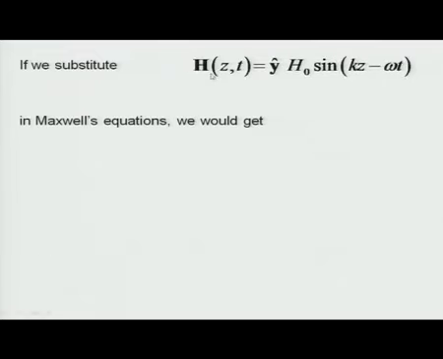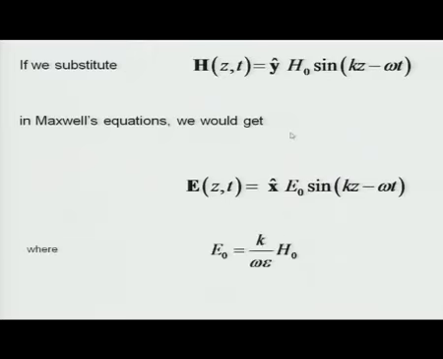So, if we substitute this expression in Maxwell's equations, which describe the laws of electricity and magnetism, and I assume the H vector to be along the y direction, where y cap is the unit vector in the y direction, then the corresponding electric field will be given by this. So, an oscillating magnetic field will result in an oscillating electric field, where the amplitude E0 is related to H0 through the following equation.